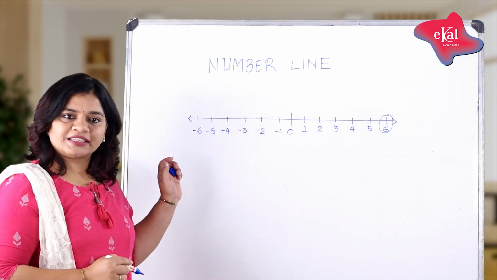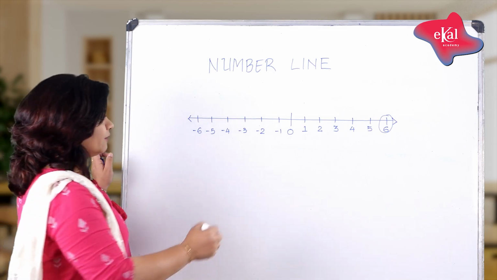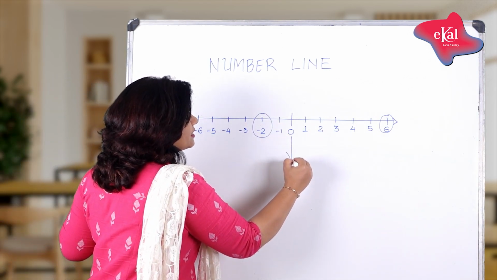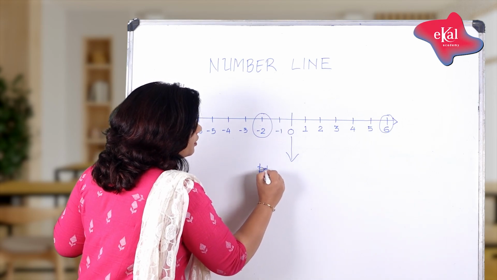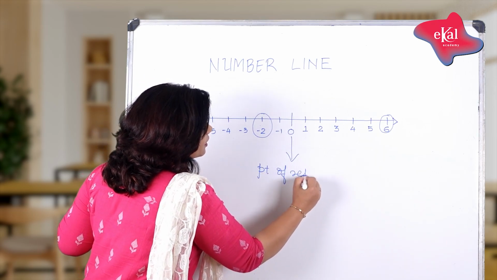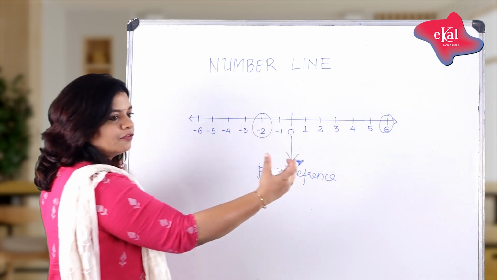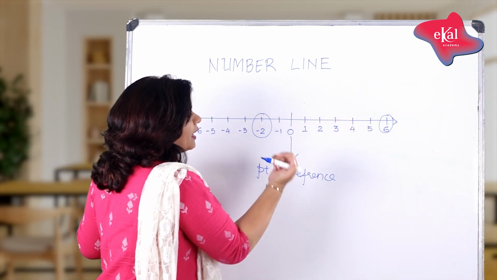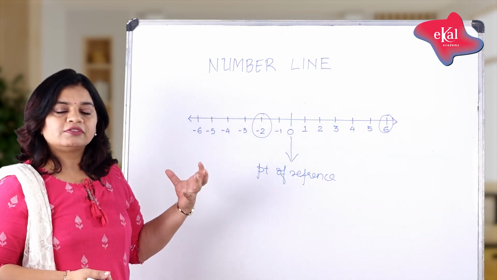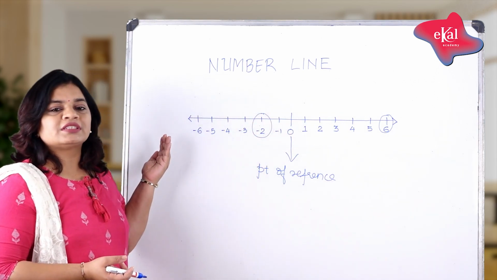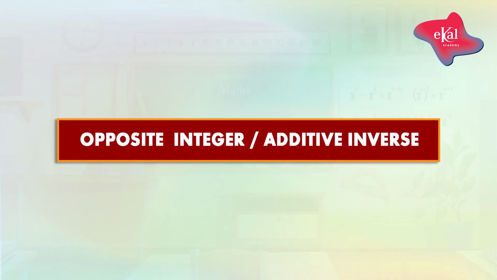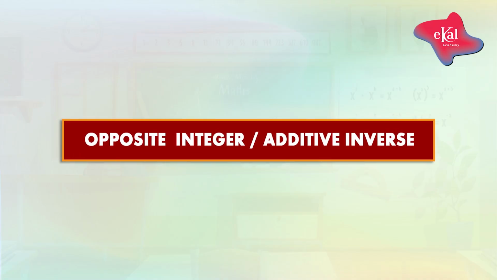If you are asked to represent minus 2 on a number line, then we will move towards the left of 0. Don't forget that this 0 is a point of reference here. Any number that is positive will be seen after 0, that means on the right side of 0, and any number which is a negative number will be towards the left side of the 0, and 0 is a point of reference. Also, what we learn about the additive inverse or the opposite of a number.